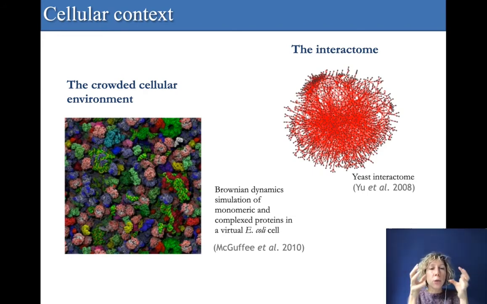What you can see is that it looks like the subway when it's crowded, right? And this is realistic in terms of concentration. So it means that proteins encounter each other all the time. And yet, in this crowded environment, they are able to perform specific functions by binding to specific partners. So on the right, you have a graph representation of interactions between different proteins of an organism. So here it's the yeast interactome. So it's a graph that is determined based on experiments.